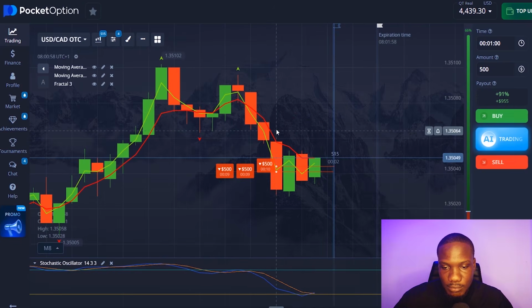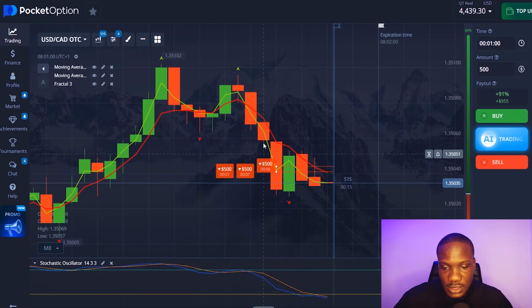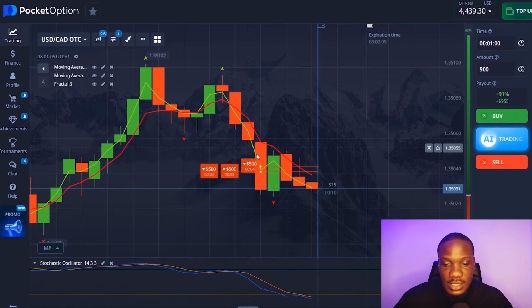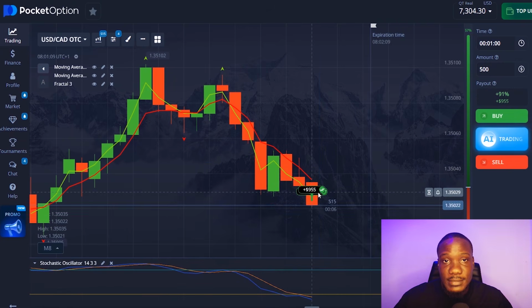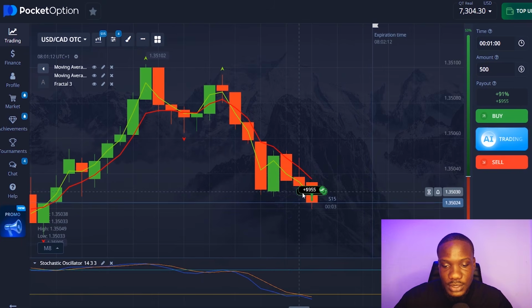So right here, based on the consistency of my candlestick, this gives me a confirmation that the sellers are pretty much dominant right here, and right at this particular point I actually make another win.